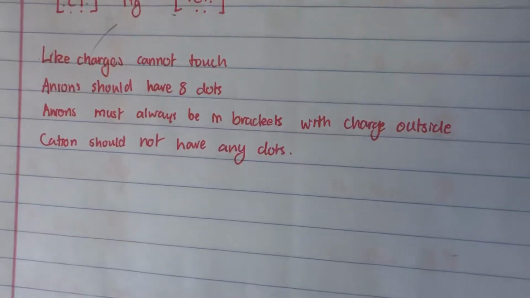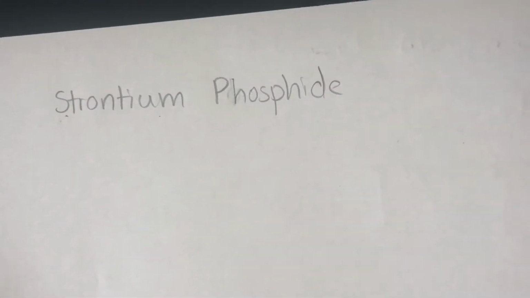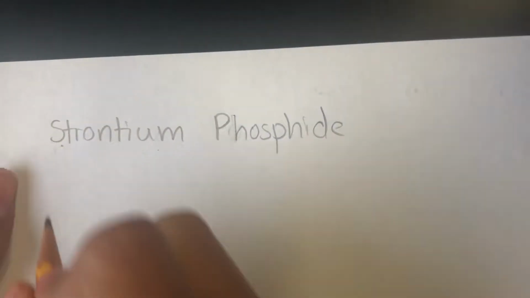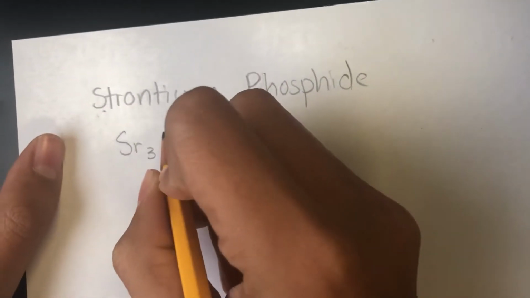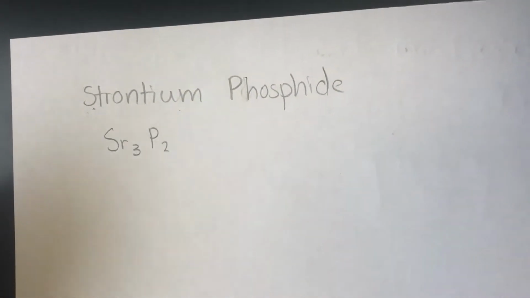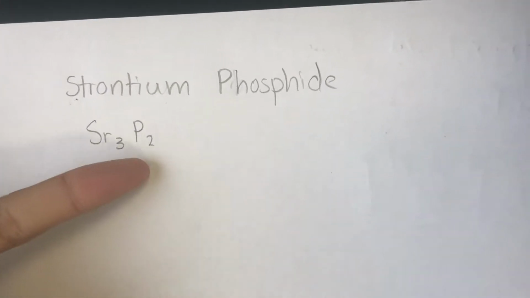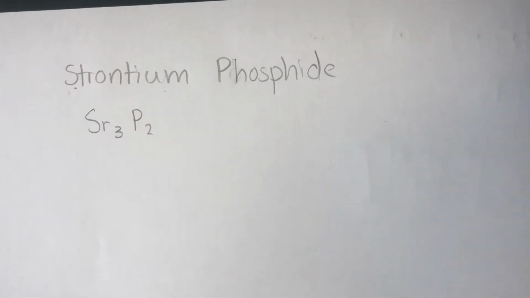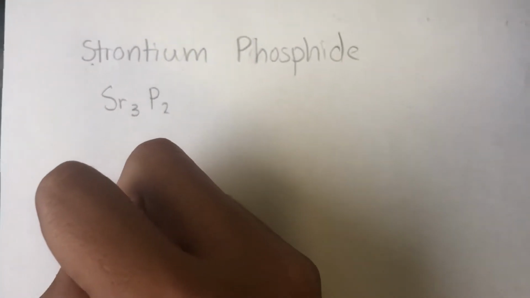So we're going to go through 2 examples. The first one is going to be strontium phosphide, and we know for a fact the formula is Sr3P2. So we know now how many strontiums we have and how many phosphoruses we have. Since this is a 3, we're going to start it off.